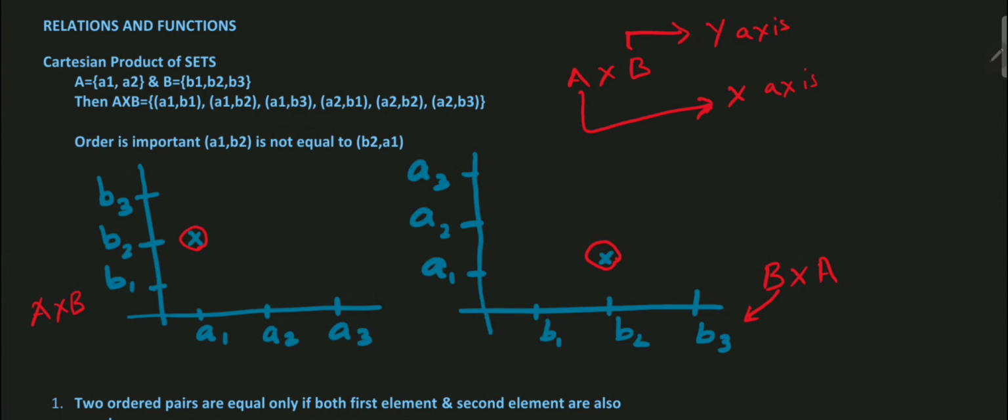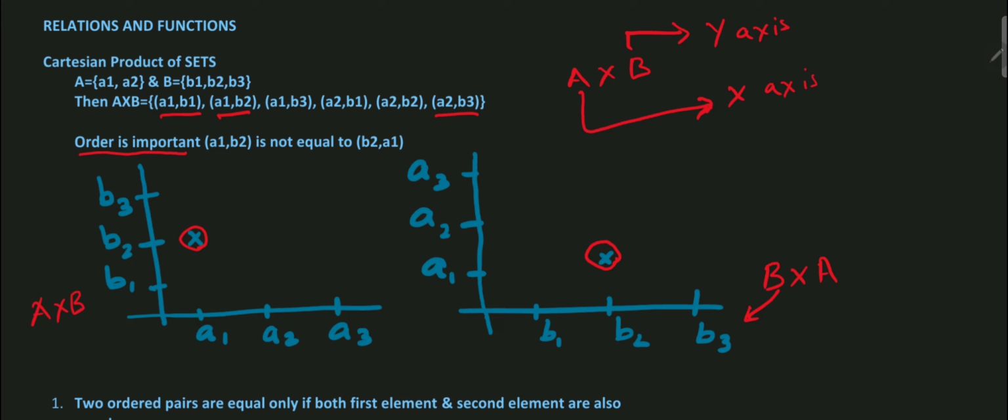Relations and functions. First comes the Cartesian product of sets. Set A has A1 and A2, and set B has B1, B2, B3. The product will result in 6 ordered pairs, which are (A1, B1), (A1, B2), likewise up to (A2, B3). Why is it called an ordered pair?